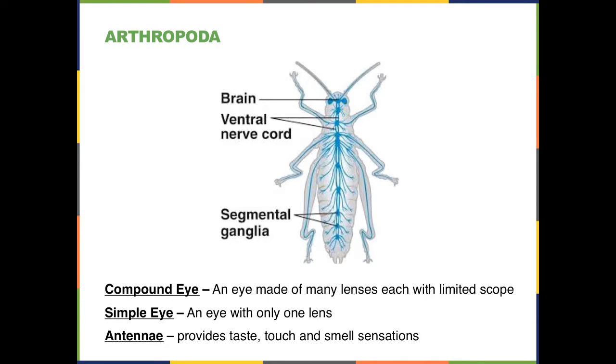Another aspect of arthropods is the presence of an antenna. The antennae are sense organs that process sensations other than vision. So they provide taste, touch, and smell sensations to the organism and to the organism's nervous system.